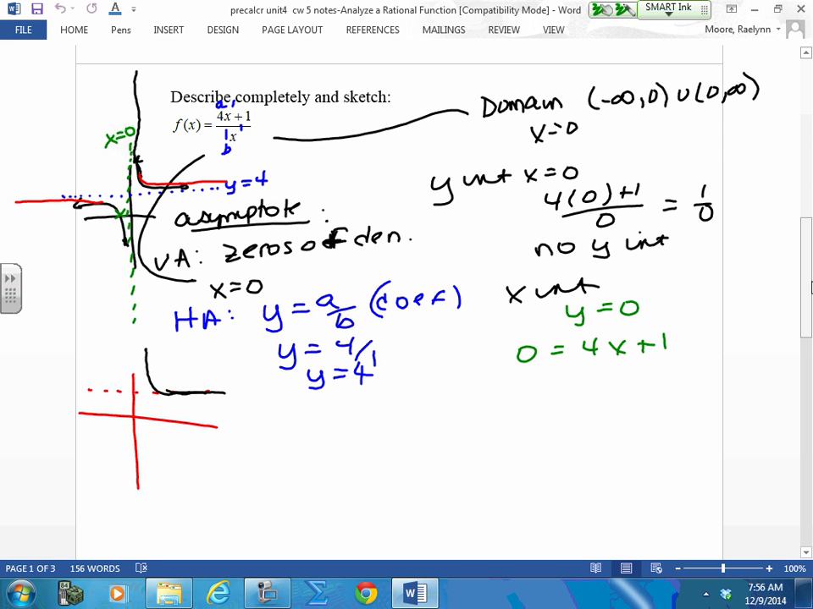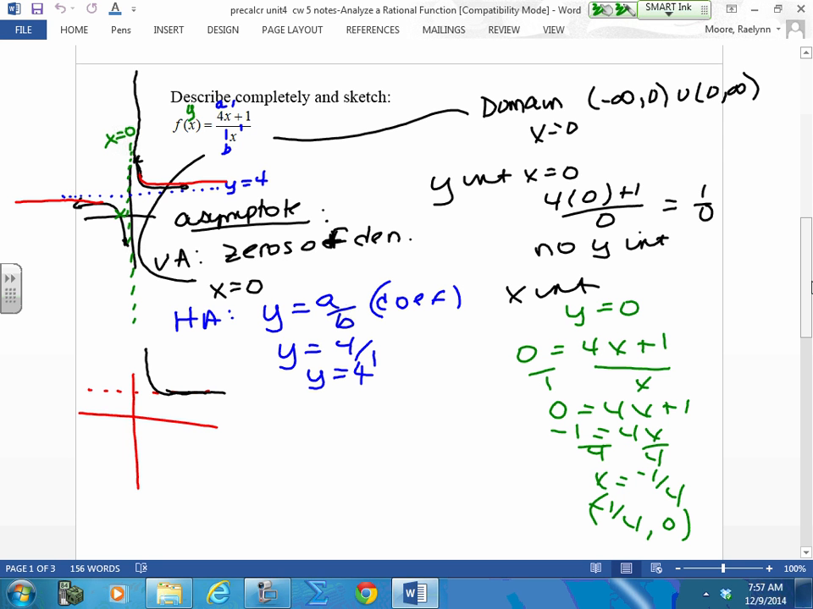Now, just solve for x. You just take your y. This is the same as your y, f of x. Oops, I forgot my denominator. Take your y, set that equal to 0. Cross multiply this. Subtract the 1 and divide by 4. So when x is equal to negative 1/4, y is equal to 0.